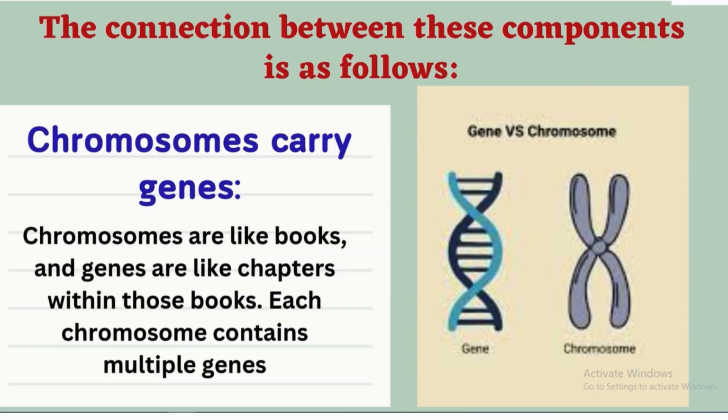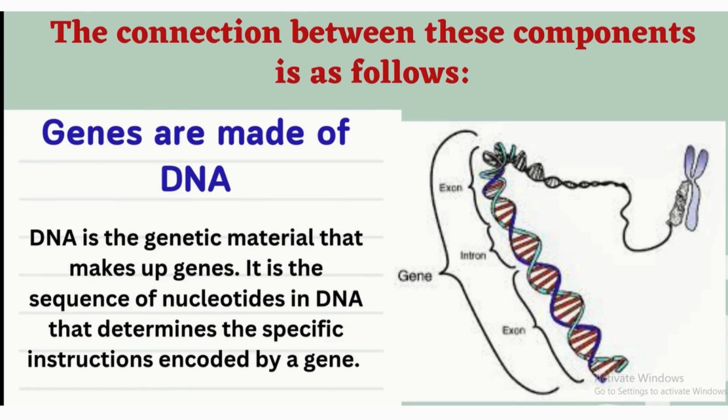Now the question is, what is the connection between these components? The first connection is that chromosomes carry the genes. For example, chromosomes are like books and genes are like the chapters within these books. Each chromosome contains multiple genes. Secondly, genes are made up of DNA. DNA is the genetic material that makes up the gene. It is the sequence of nucleotides in the DNA that determines the specific instructions recorded by the genes. In this picture, the chromosomes contain the genes, and the genes are represented by exon and intron sequences.